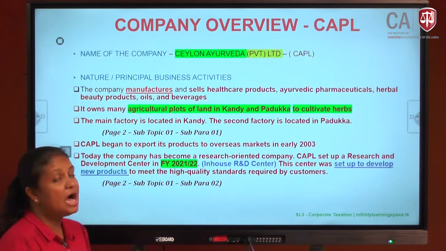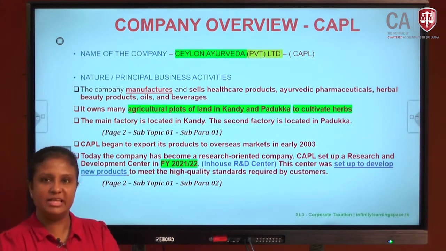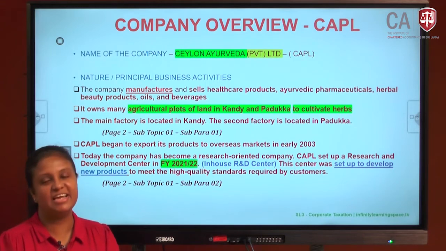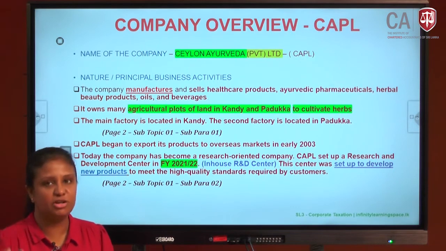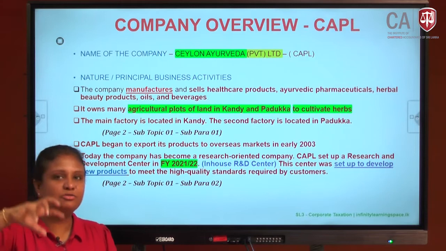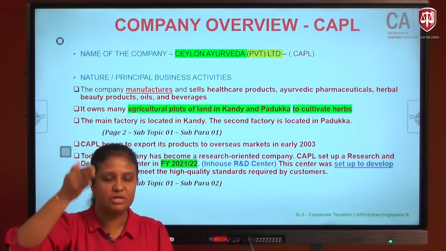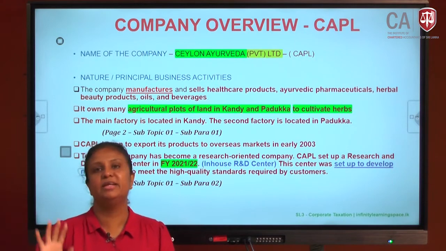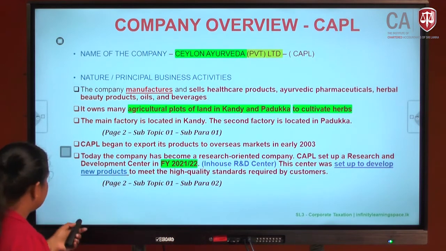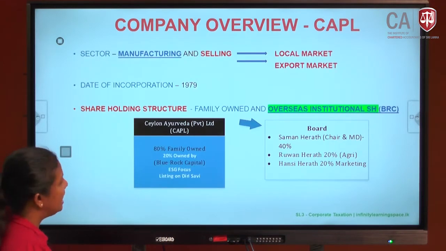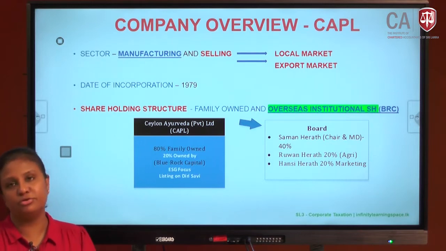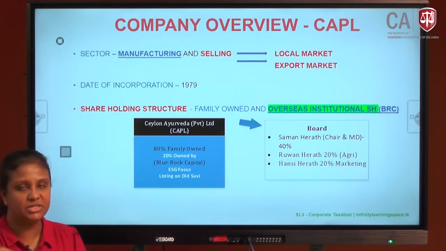Okay. Then they have an R&D center, because all these things are in the paper. There is a research and development center. Being a manufacturing organization, especially relevant to herbs, there should be an R&D center. Then these are the first pieces of information, and I need to come to the shareholding structure.